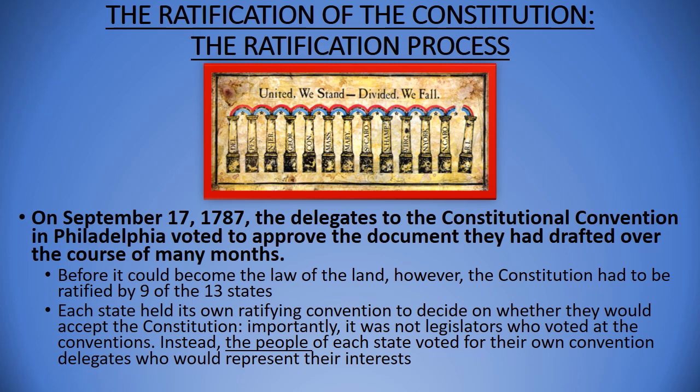Now the Constitution is going to go back to each individual state. The people of each state are going to hold their own convention on whether or not they want to agree to this Constitution, and they're going to vote for delegates who will go to this state level convention and make this vote, yay or nay.